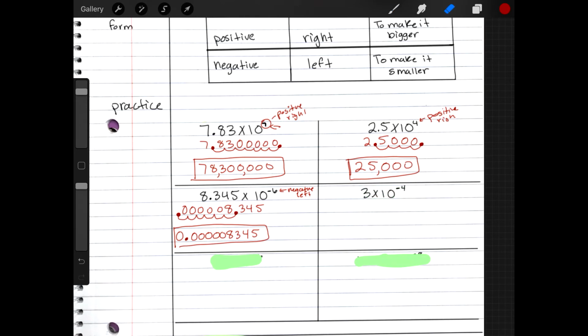Let's do this one. You got 3. The decimal place for that one will be right after it. This is negative, and if it's negative, we're going to the left. So we're going to go to the left 1, 2, 3, 4 spaces, because that's my exponent. Fill in the zeros, and we have our new standard form number.